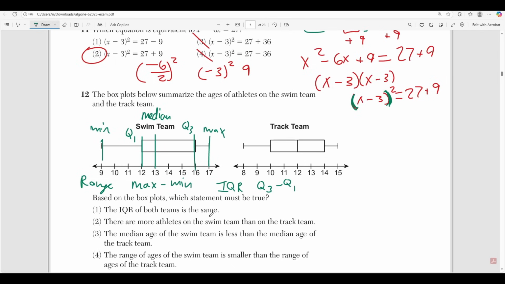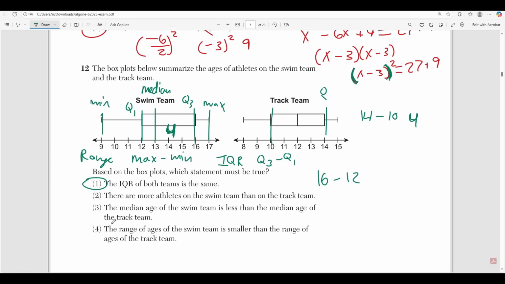The reason why I say this is because choice number 1 says that the interquartile range from both teams has to be the same. So let's test that out. The IQR is equal to Q3 minus Q1. Q3 is 16, Q1 is 12. 16 minus 12 is 4. So the IQR here is 4. Now what about the track team? Q3 is 14 and Q1 is 10. 14 minus 10 is also 4. So they have the same IQR, and that means this has to be the correct answer.